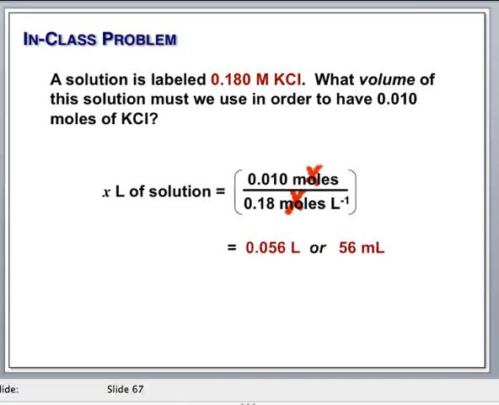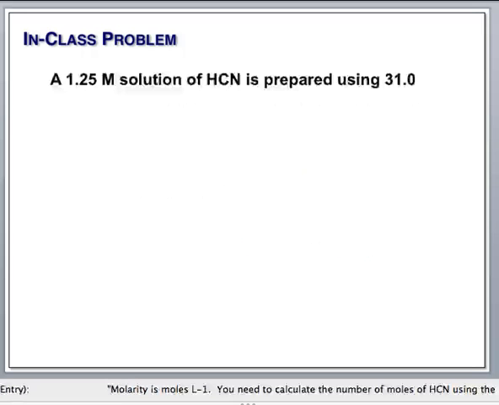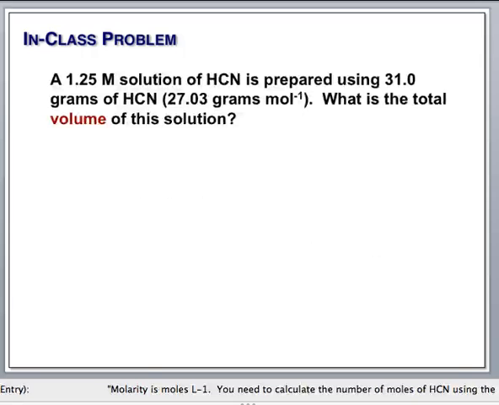Any questions? HCN, everybody's favorite poison, cyanide. We have a 1.25 molar solution of cyanide. That's 31 grams of cyanide. What is the total volume of this solution? So again, we've taken 31 grams of HCN. We've made a solution that I tell you is 1.25 molar. What's the volume that we have here?